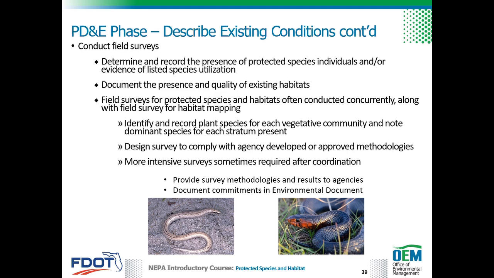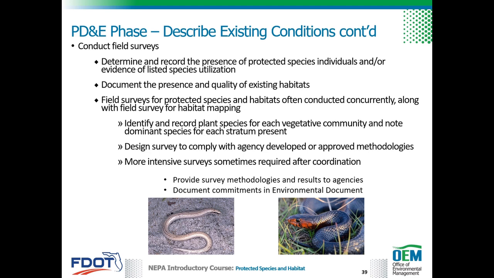Appropriate field surveys should be conducted to determine and record the presence of protected species, individuals, evidence of listed species utilization, and document the presence and quality of existing habitats. Areas in which federal and state listed species or species habitat is known or suspected to occur within the action area should be surveyed for individuals or signs of individuals of the listed species. The field survey may result in observations of additional, previously unidentified listed species or habitats. Observations of listed species, signs of listed species, and species habitat should be recorded. Global Positioning System, or GPS, coordinates should be taken and the quality of habitats should be assessed and recorded.